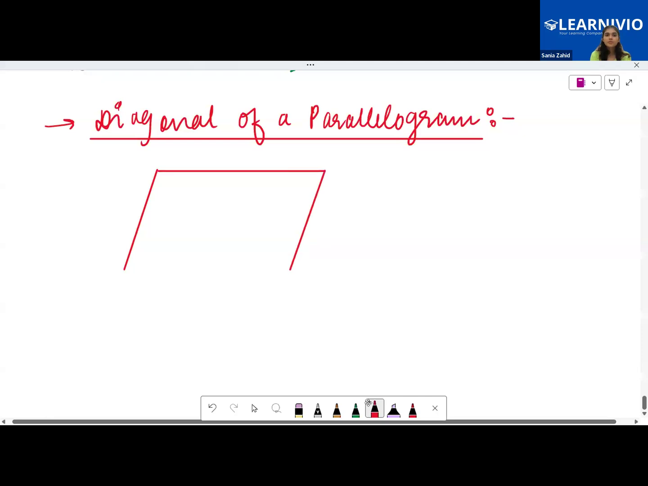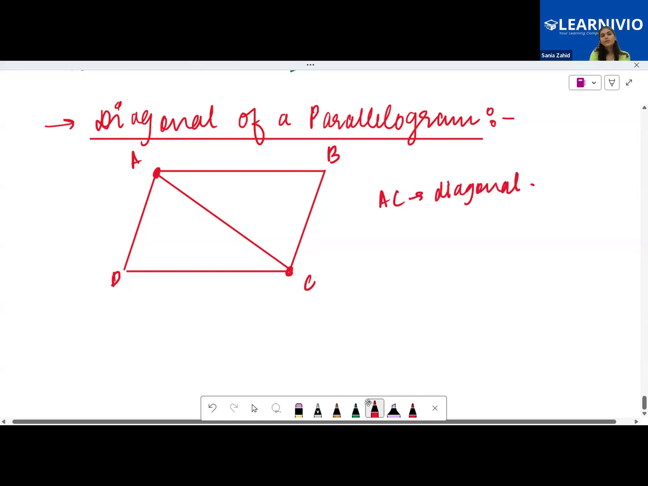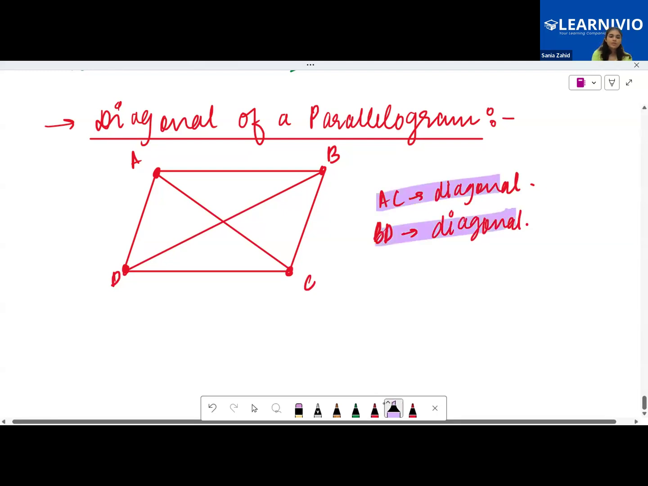No, ma'am. Okay, see, let's consider that we have this parallelogram ABCD. What are the opposite vertices? A and C are opposite vertices. If you join AC, it will be a diagonal. Now can you also join B and D? Yes, ma'am. So BD is another diagonal. Clear? Yes, ma'am.